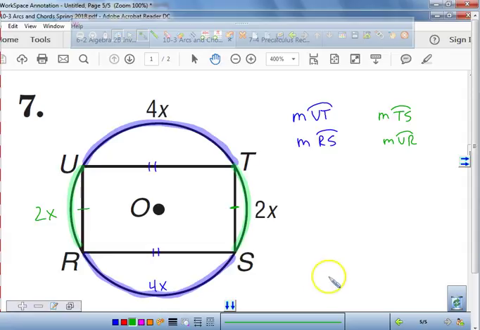How many degrees are in a circle? 360. So add all the x's up. How many total x's do we have? We do 4x and 2x and 4x and 2x. 12x. We say 12x is equal to 360. Divide everything by 12. X equals 30. Yay, I'm done.